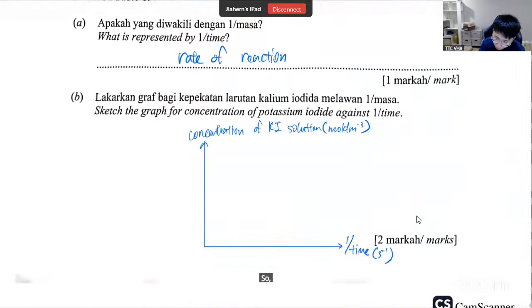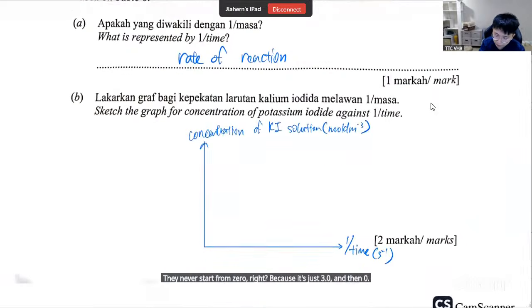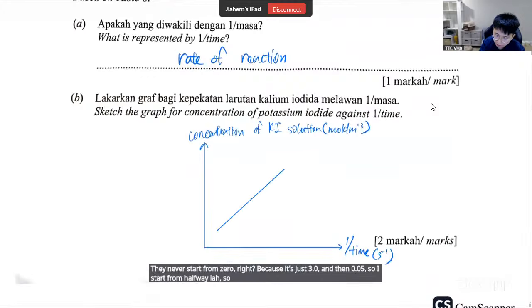So it's just a sketch. Therefore, they never start from 0, right? Because it's just 3.0 and then 0.05, so I start from halfway. So probably like this.